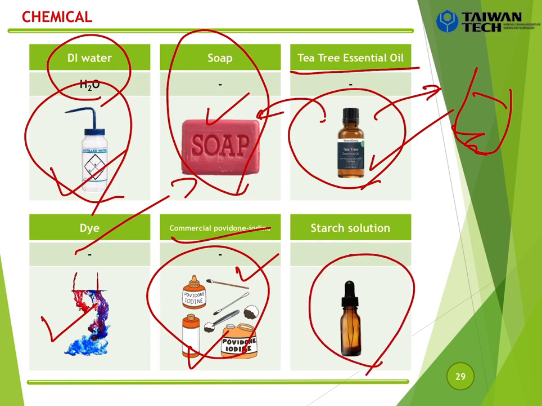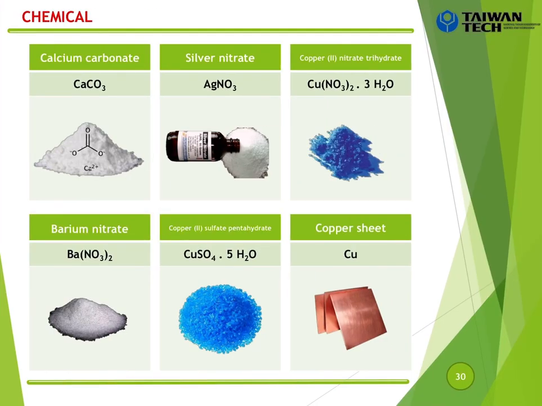Maybe for the starch solution, we have some solution, but actually it just looks like rice, okay? When you mix this and this together, you can get a dark blue color, something like that. And this is something around our life, okay? And we also have some other chemical like CaCO3 with white color. And this one is insoluble in water. When you put it into the water, it's still solid in the water, okay?